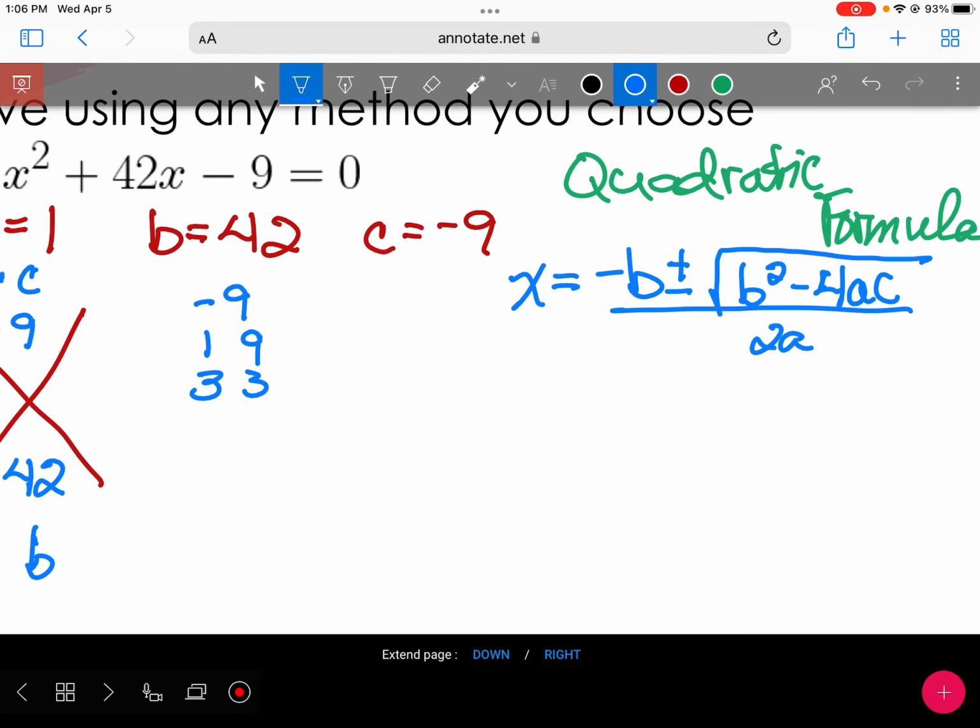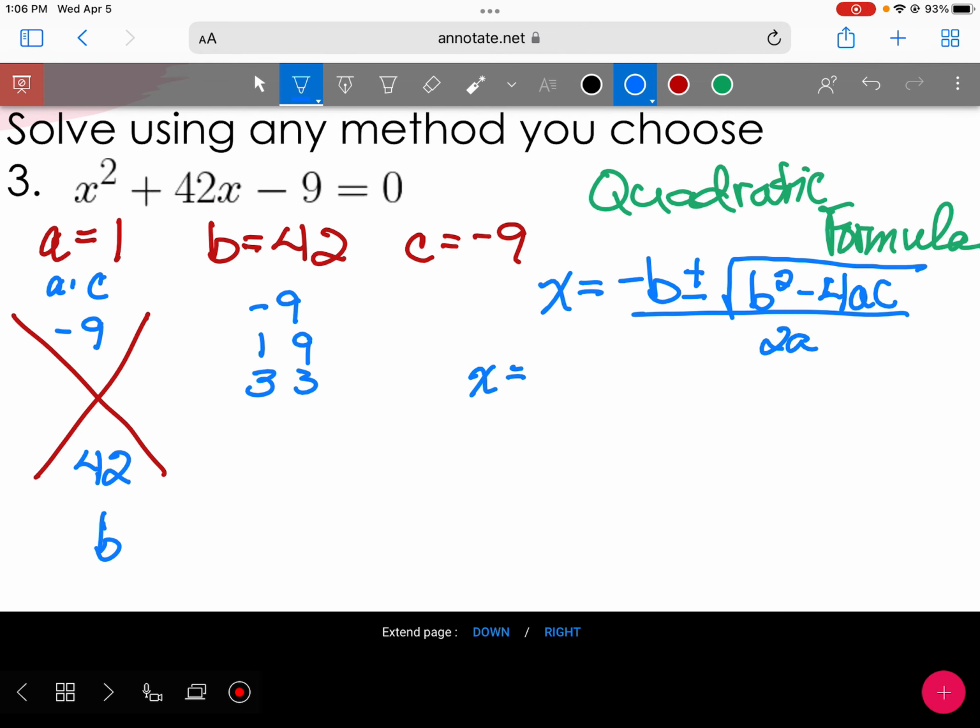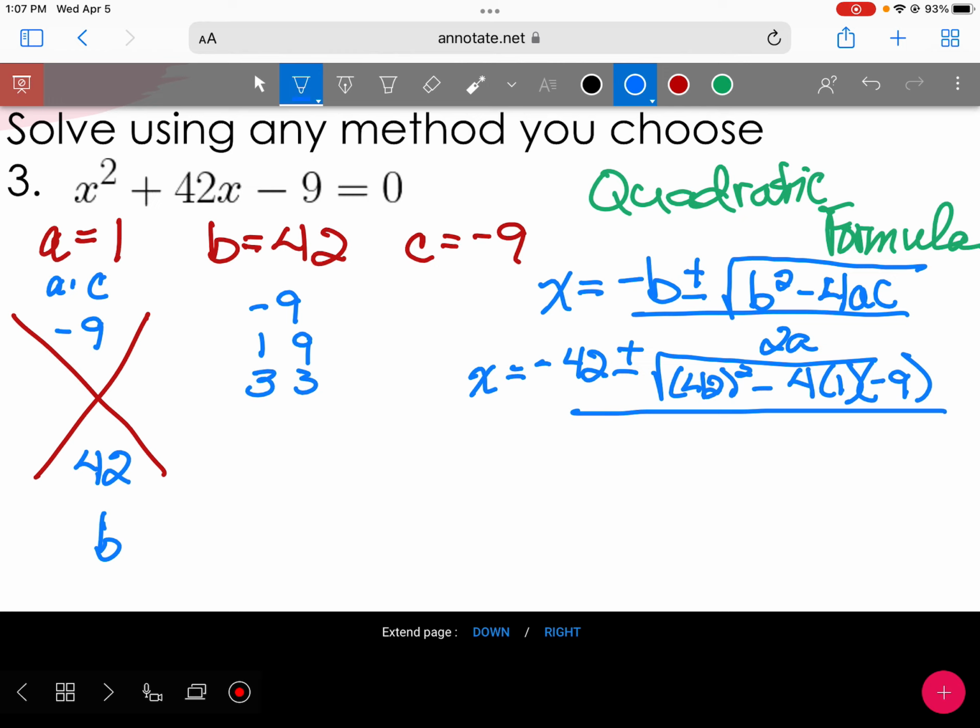Okay. So X is equal to, my B value is 42. The opposite is going to be -42 plus or minus the square root of 42 squared minus 4 times A, which is 1, times C, which is -9. All divided by 2 times A, which is 1.